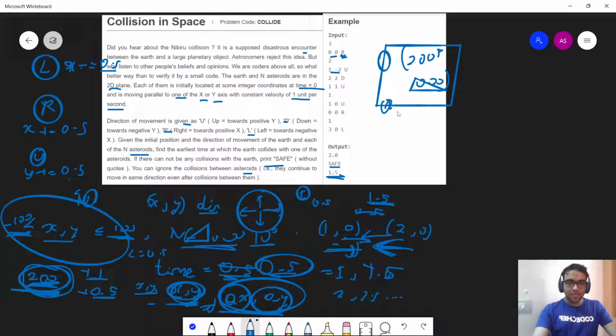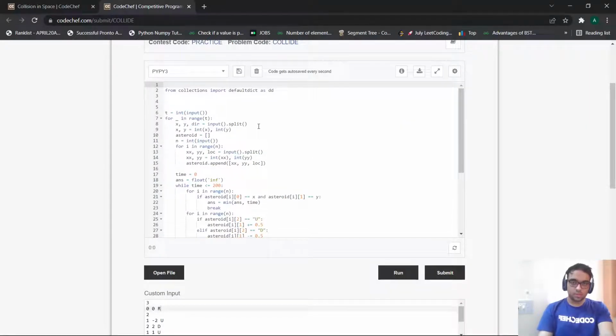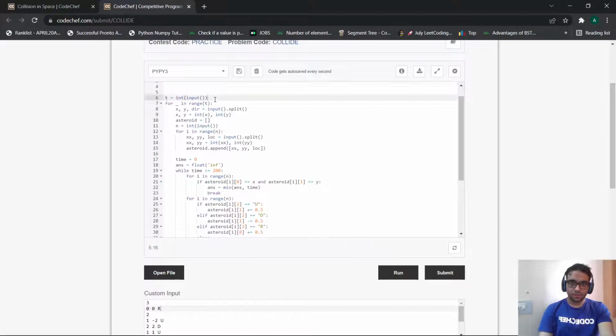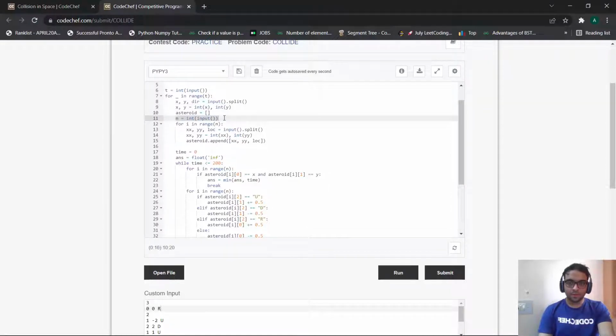Now you'll get a complete understanding of this approach when you see the coding section. Let us proceed to the coding section. Okay, now let us try and understand the code for the following problem. Here I include all my necessary header files. First I input the number of test cases. For each test case, I input my x, y and the direction according to the input format, and then I initialize my x and y as integers. Then for my n, I input how many asteroids there are.